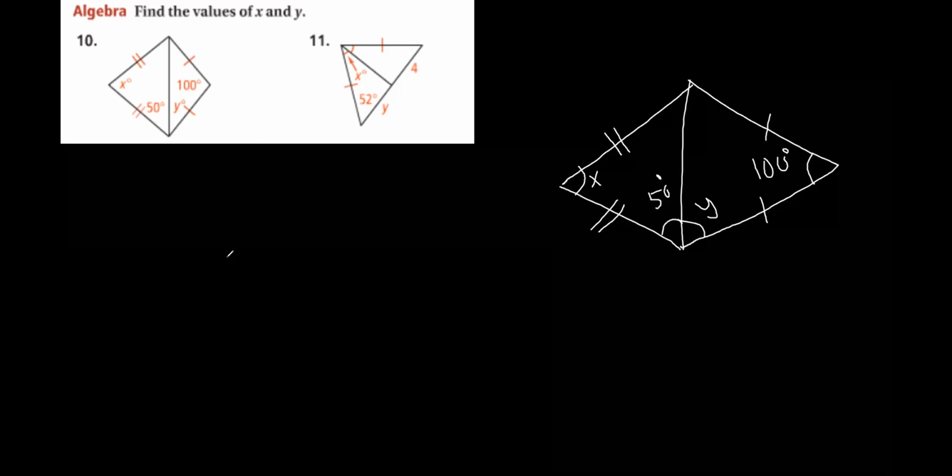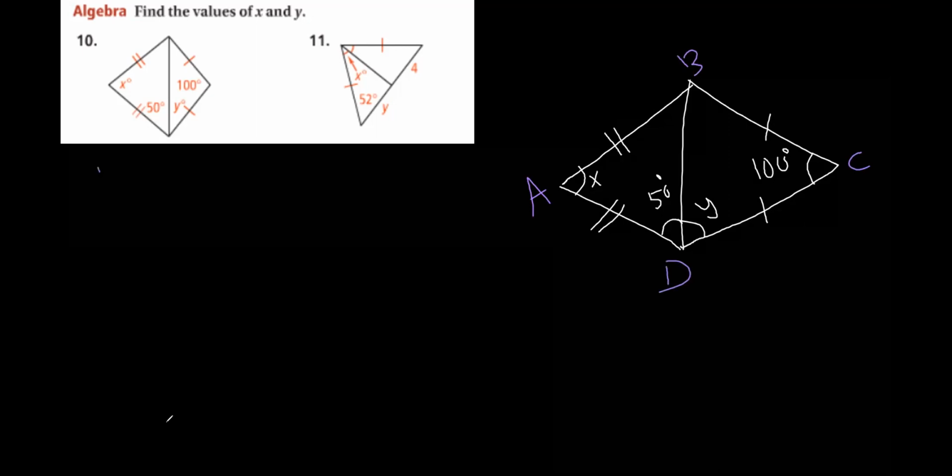Now, I want you to find x first. Let's find x. If you look at this triangle here, is it an isosceles? Yes, teacher. Because two sides are equal. Yes, they are isosceles. Let's name it now with A, B, C, and D.